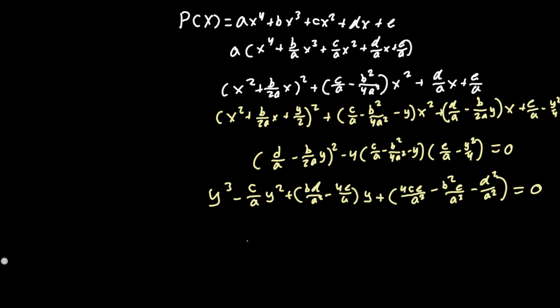And here we can go ahead and use Cardano's formula to solve our cubic in terms of y. And when solving for y, any solution of y will automatically make this quadratic right here a perfect square, because the discriminant is simply equal to 0. And once we solve this cubic, the quartic factorizes into quadratics, which we could then use the difference of squares on, or if no roots exist, we're going to get two quadratics that give out imaginary solutions.